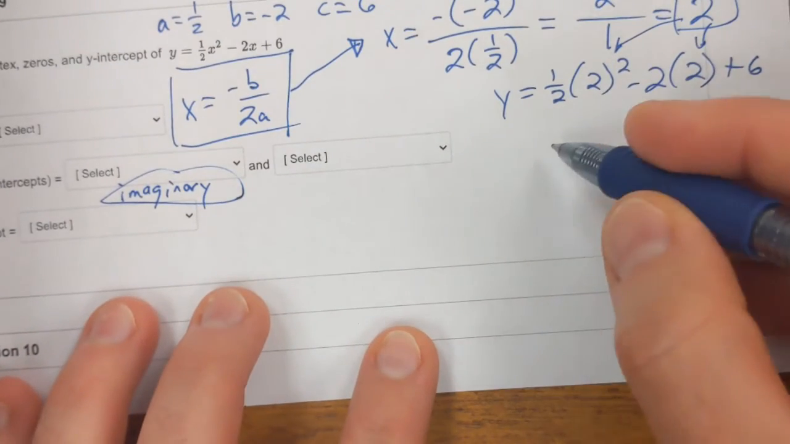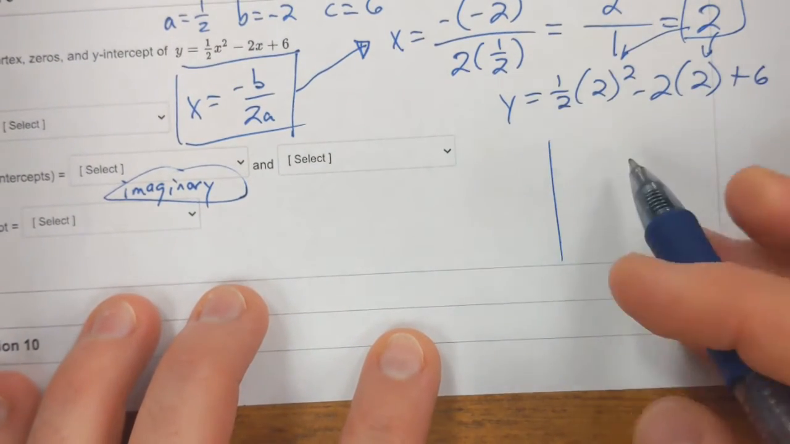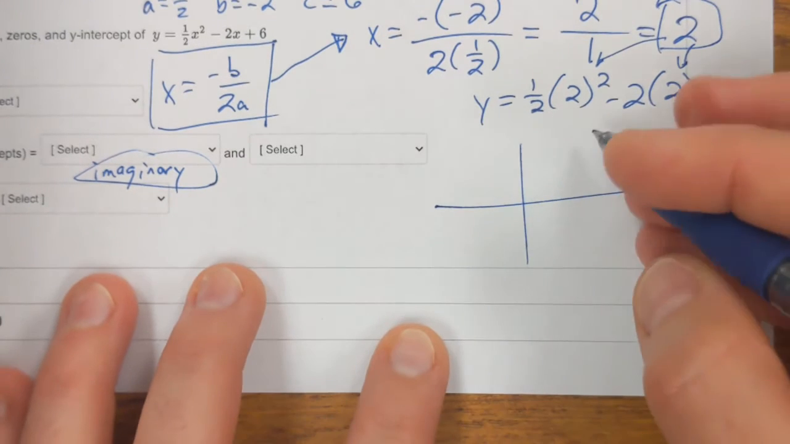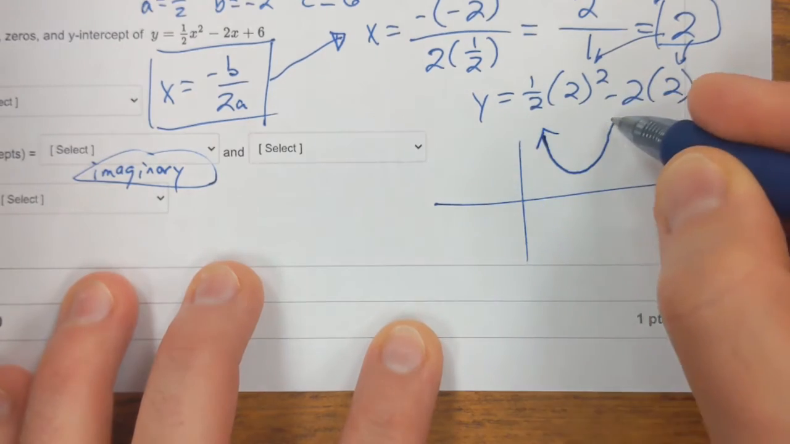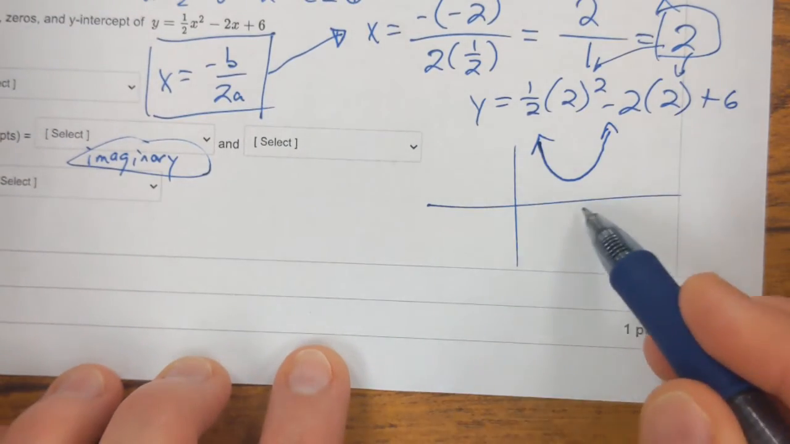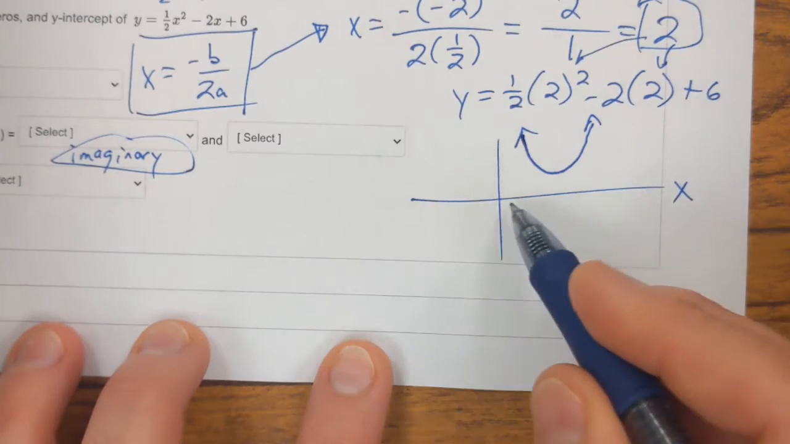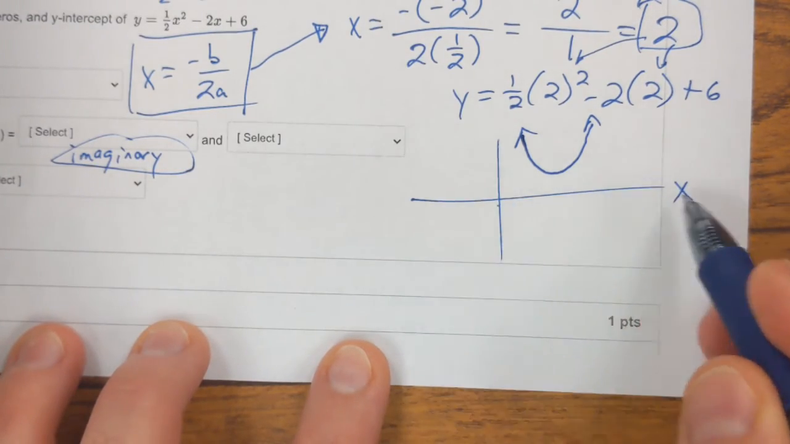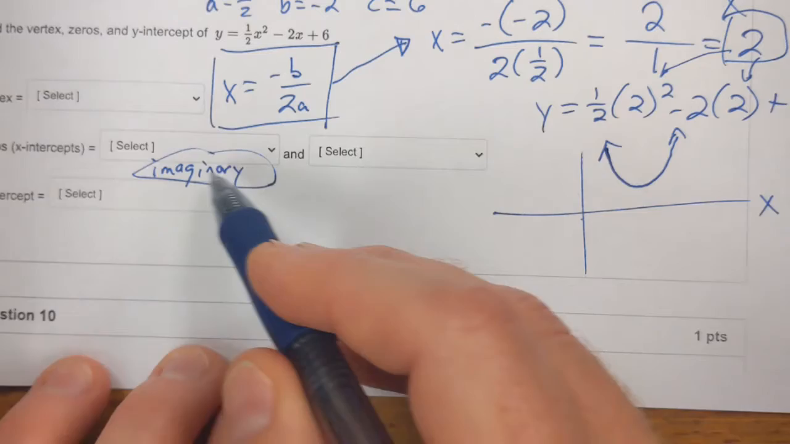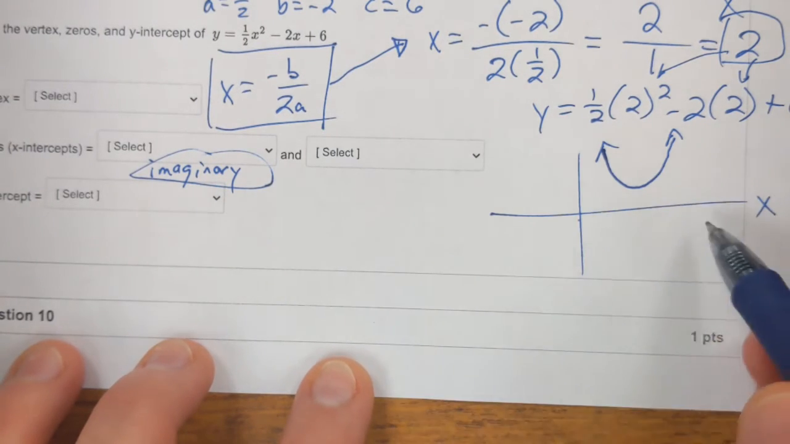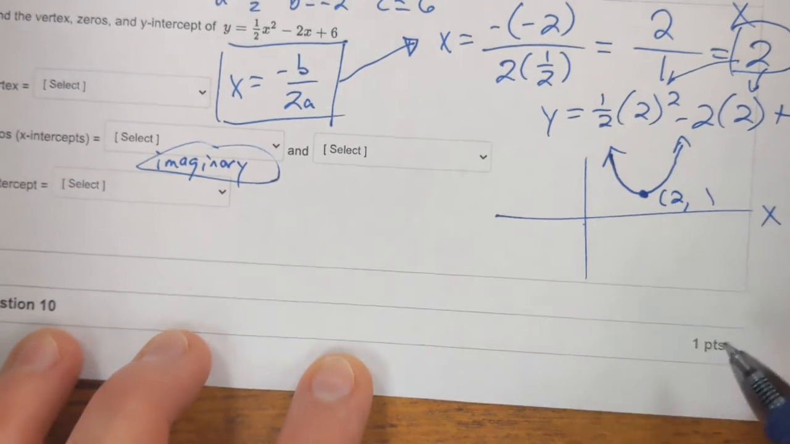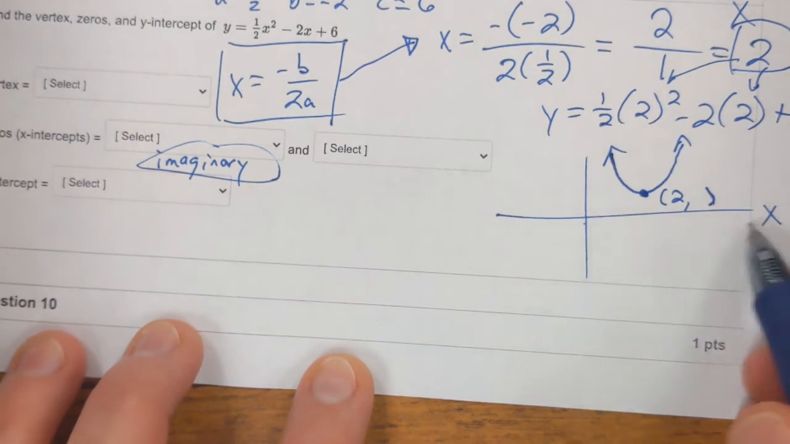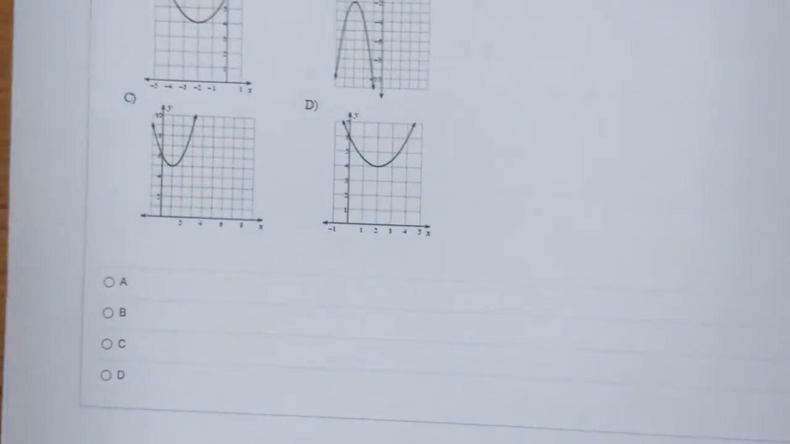What this is going to mean, and I don't know the exact answer, but I can promise you this: your parabola is going to look kind of like this, in the sense that it is not going to cross the x-axis. It's going to have 0 intercepts. If you ever have imaginary zeros, your graph will not cross the x-axis. I know I'm going to have my vertex at 2 comma something, but it's never going to cross the x-axis.